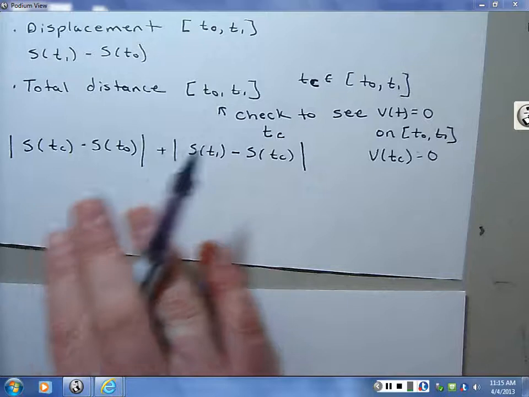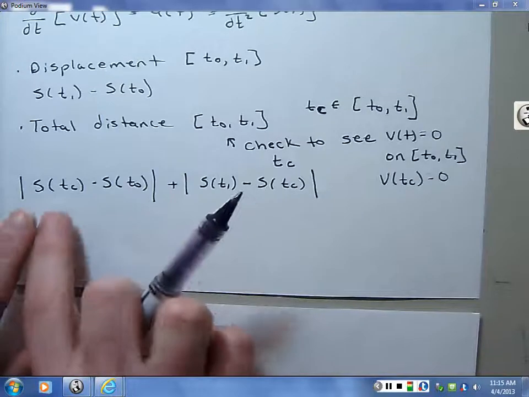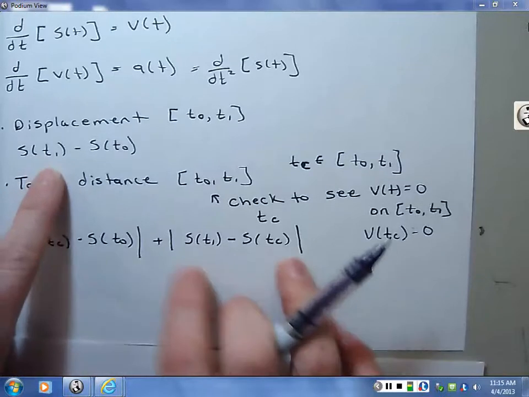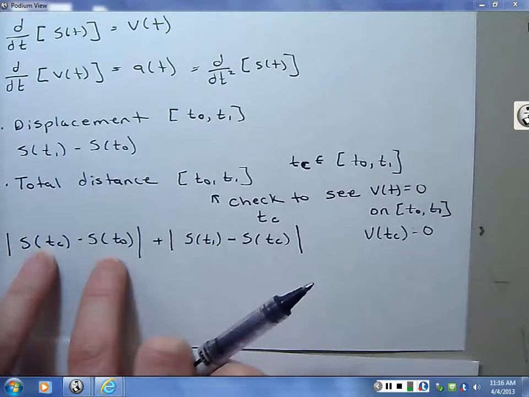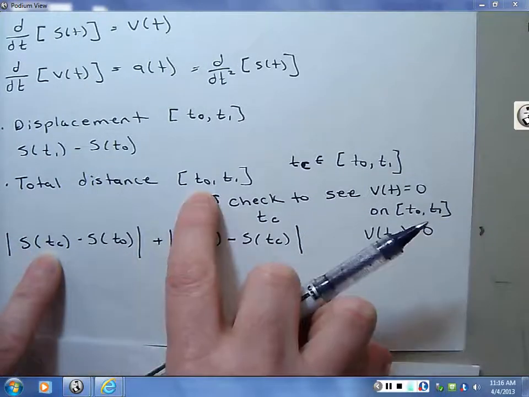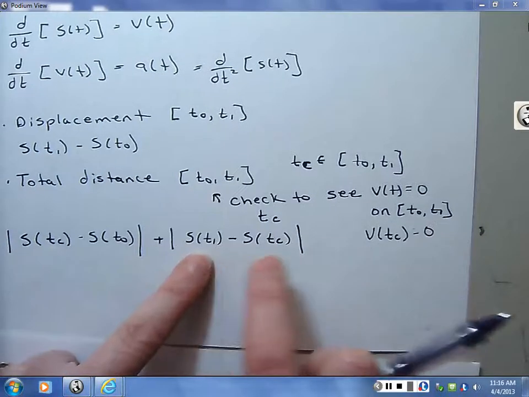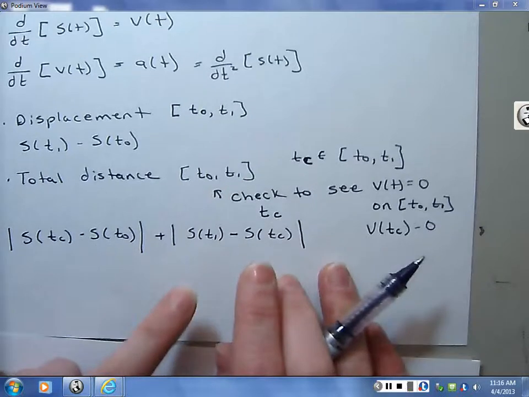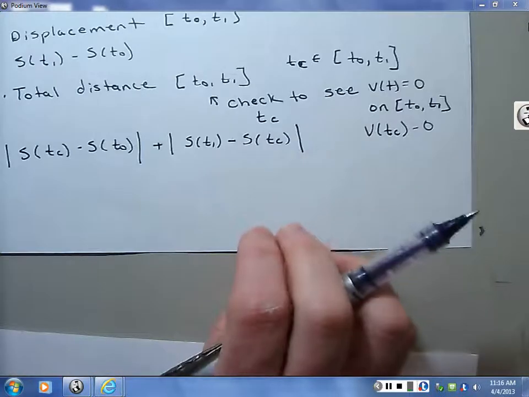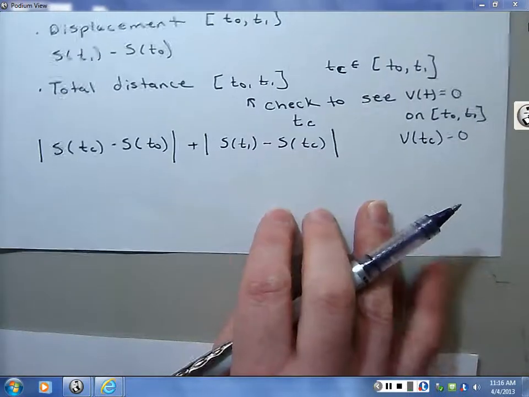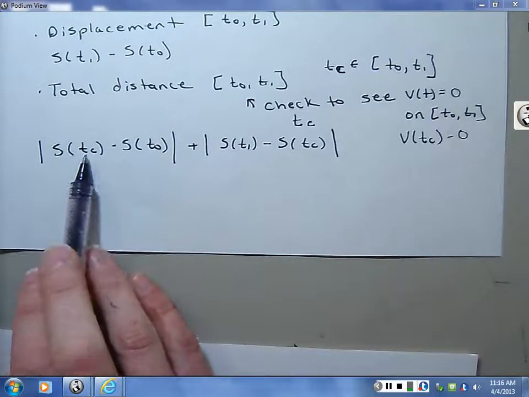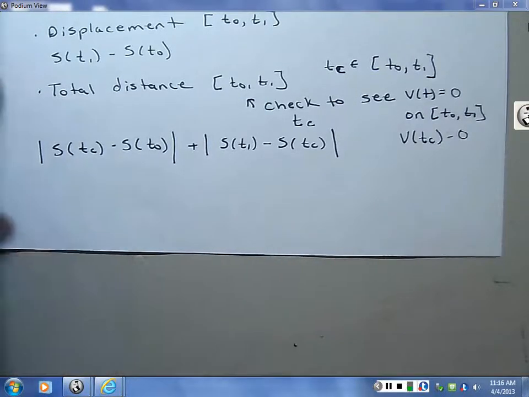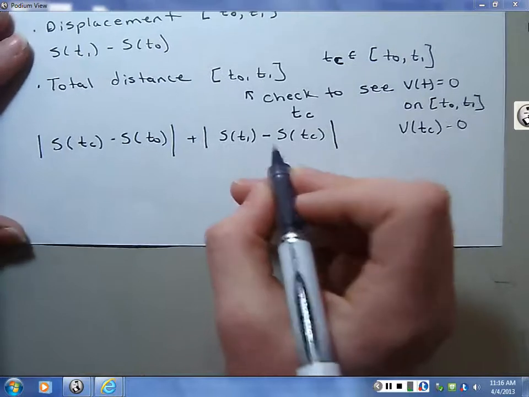Why do you subtract the change? Do you understand why I subtract in displacement? It's the same thing. This is the displacement between T0 and TC, and this is the displacement between T1 and TC. Why are they switched? Let me use slightly different notation. I think this is going to make sense.